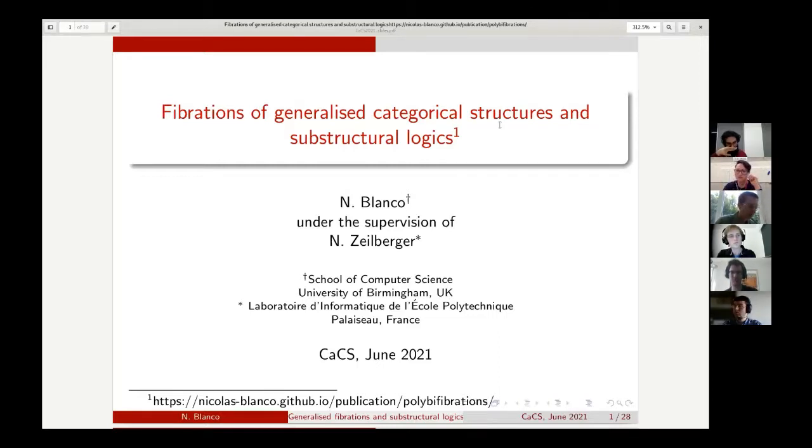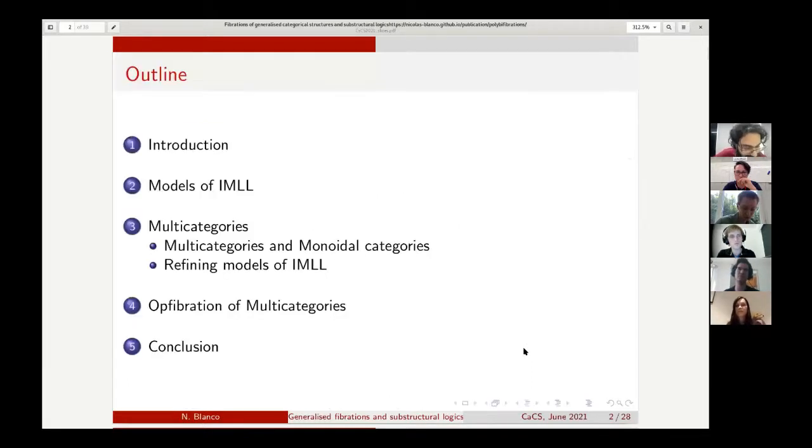And what I did in my PhD, or at least for the first 2 years of my PhD, was to extend that from intuitionistic multiplicative linear logic to classical multiplicative linear logic by considering polycategories. If you want to know more about this, you can go on my website, or there is a paper that has been published in MFPS about this. But today I will talk to you about intuitionistic multiplicative linear logic.